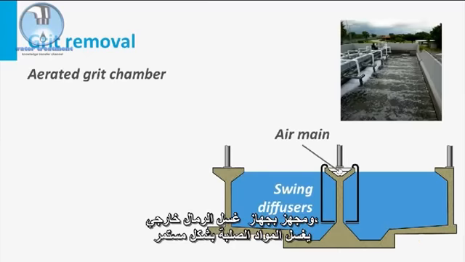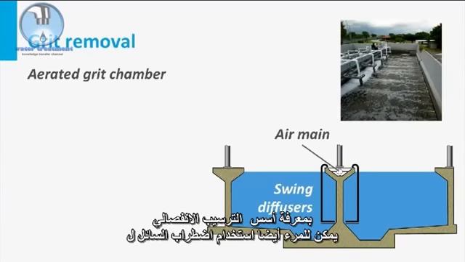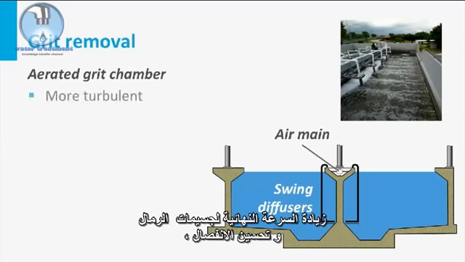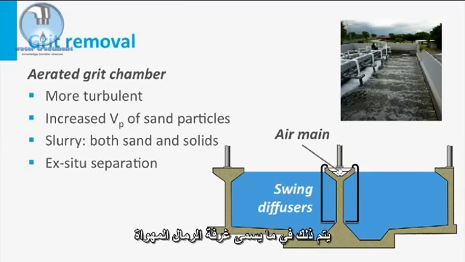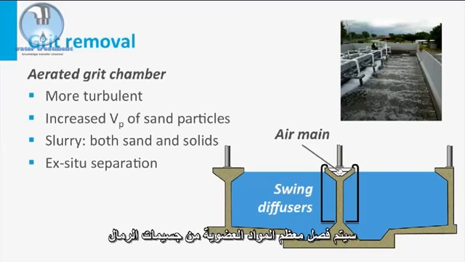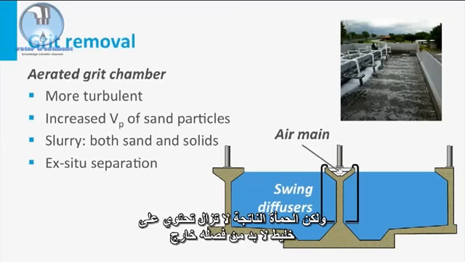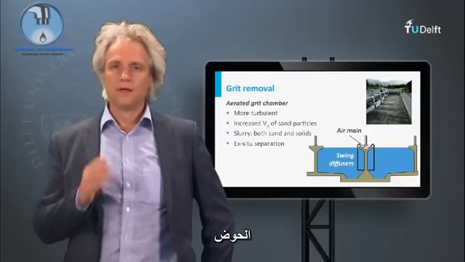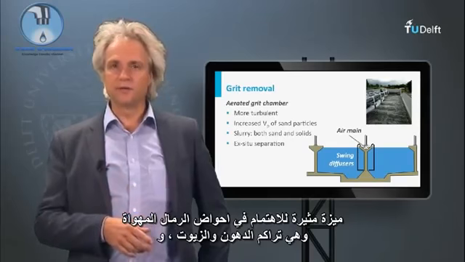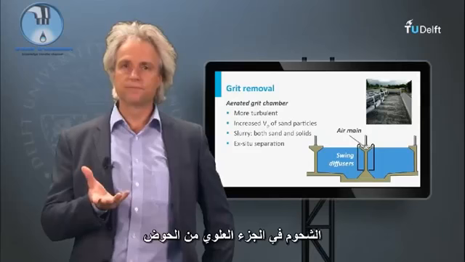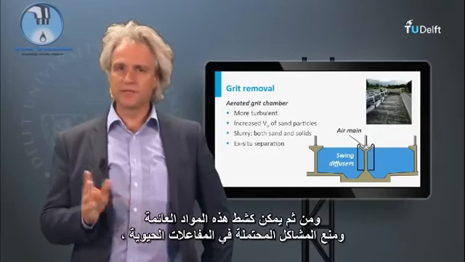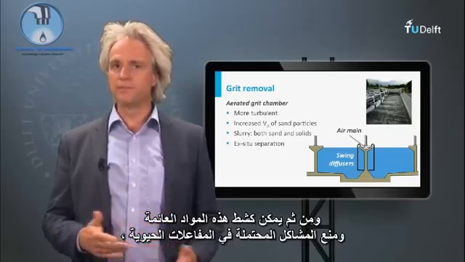Knowing the fundamentals of discrete settling, one can also use the liquid turbulence to increase the terminal velocity of the sand particles, enhancing separation. This is done in a so-called aerated grit chamber. Most organics will be separated from the sand particles, but a produced slurry will still contain a mixture that needs to be separated outside the tank. An interesting advantage of an aerated grit chamber is the accumulation of fat, oil and grease at the top of the chamber. This floating material can then be skimmed off, preventing possible problems in the bioreactors.